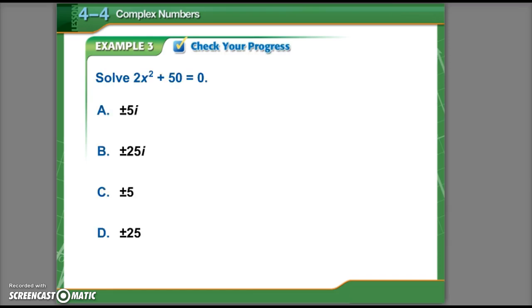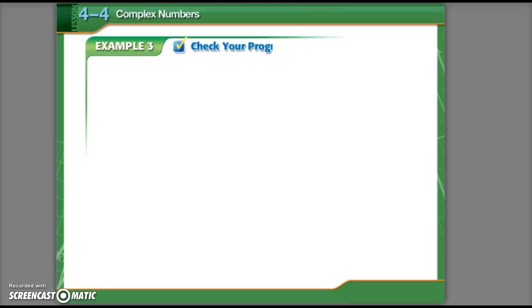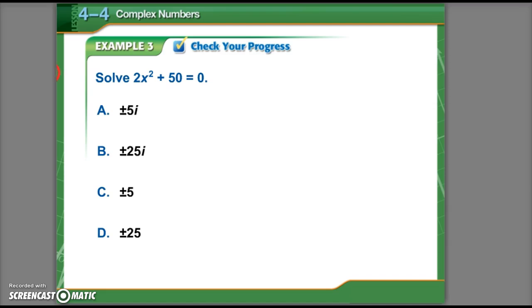Okay, for you guys to check your progress, go ahead and try to solve 2x squared plus 50 equals 0. Pause the video. When you have your answer, come back and advance to the next slide. And our answer here is plus or minus 5i.